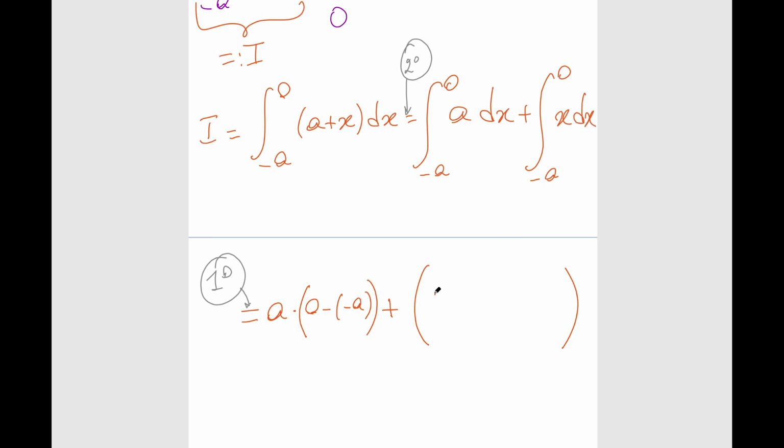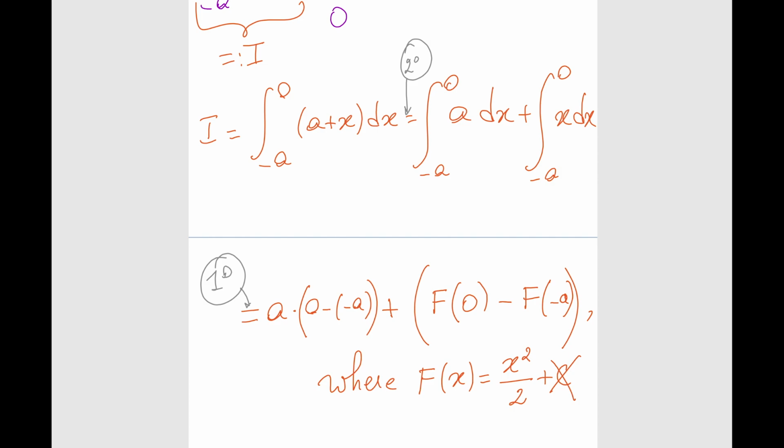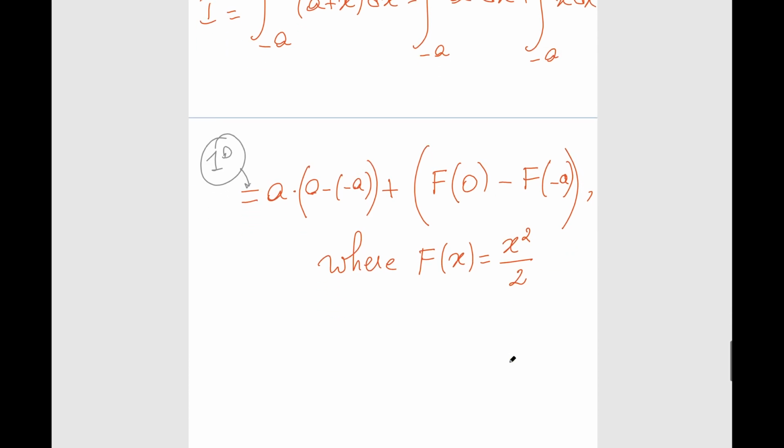So it's going to be f at the upper bound, which is a, minus f at the lower bound, which is minus a. Correct? And what's f? Where f is any antiderivative of the function x, and I can take it to be x squared over 2 plus a constant. As we said, we're going to choose the constant c to be 0, right? Okay, so that's going to be then equal to what?